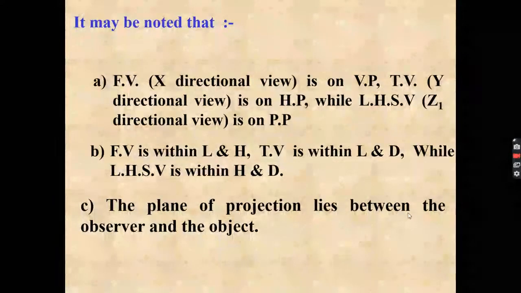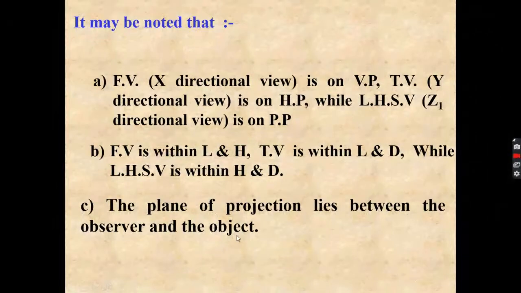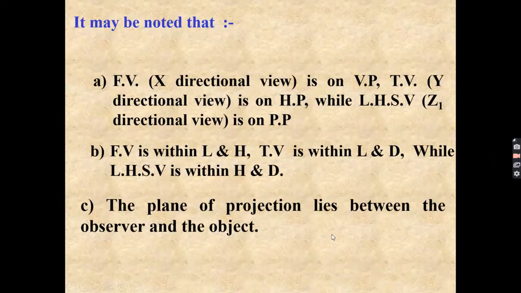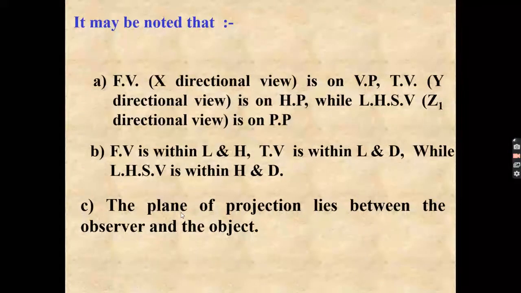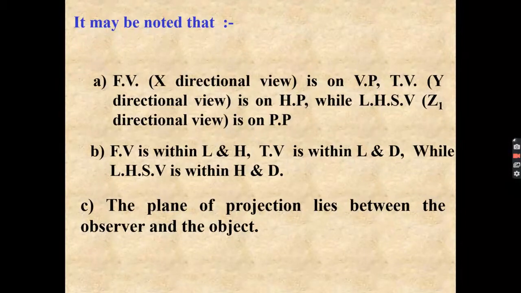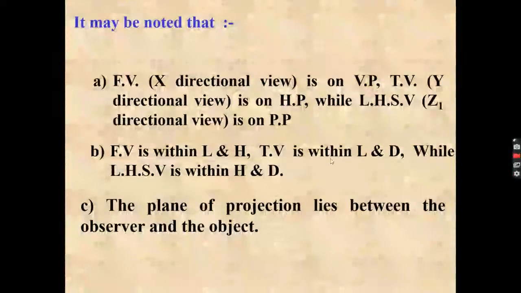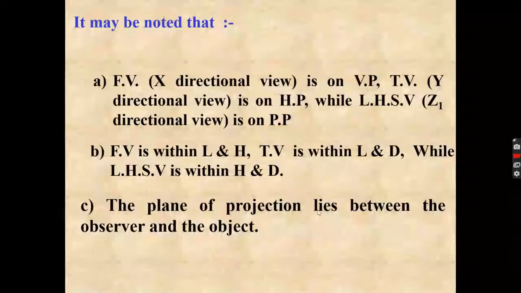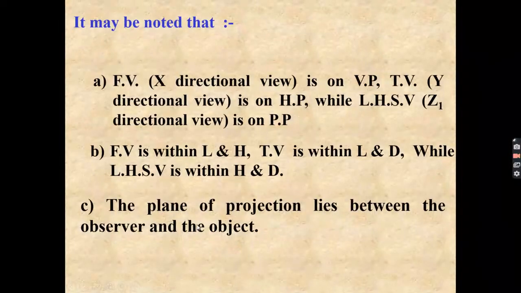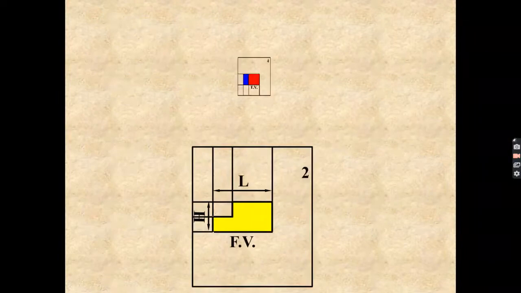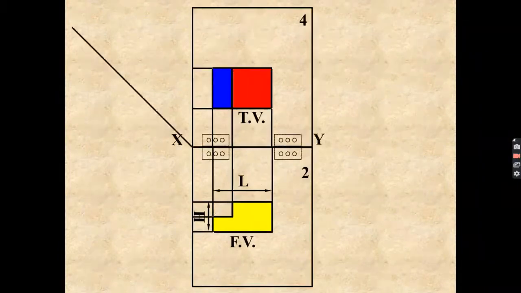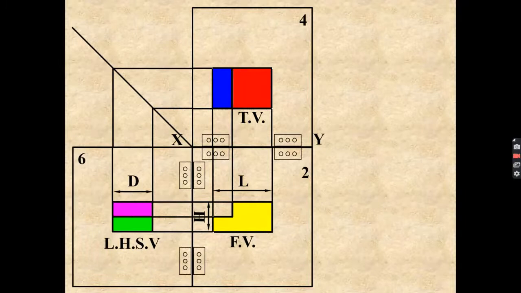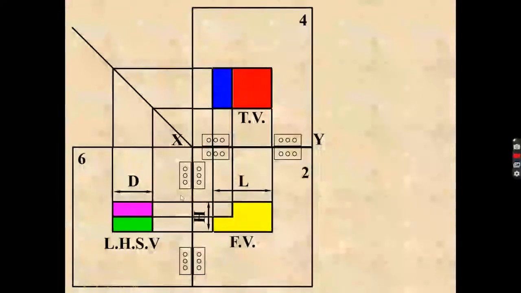Your plane of projection lies in between the observer and the object, while in the first angle projection your object was in between you and the plane. Either it is the vertical plane, horizontal plane, or profile plane, the object was in between, but here your plane is in between. So this is how you will draw it on the drawing book or drawing sheet.